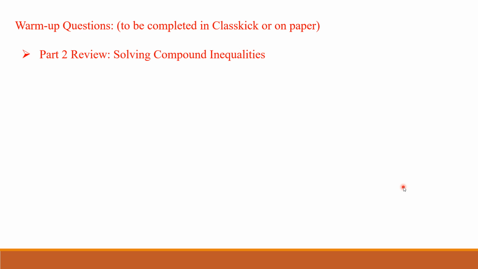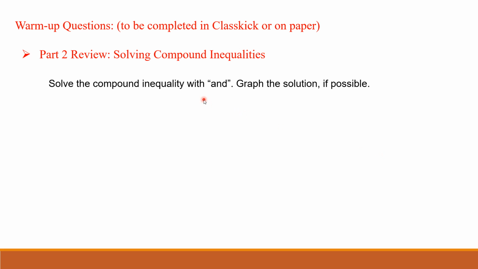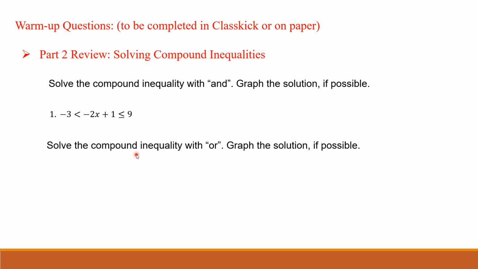Okay, so now the second set of questions that you did in Classkick, solving compound inequalities. You're going to solve the compound inequality with AND and graph the solution if possible. So the first type, we have the expression where the variable is in between the two inequalities. And then the second problem, you're solving the compound inequality with OR, and then we're going to graph the solution if possible. So the second problem is two separate inequalities that are separated by OR.